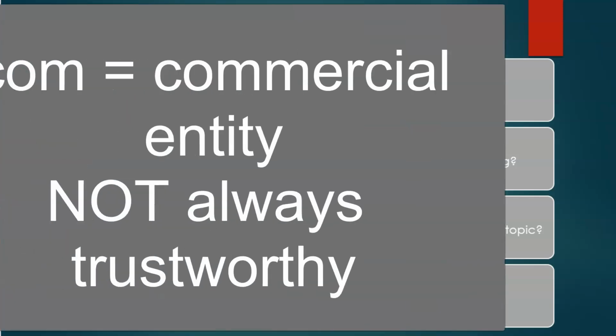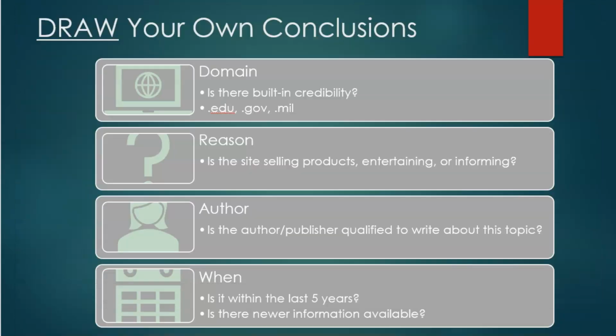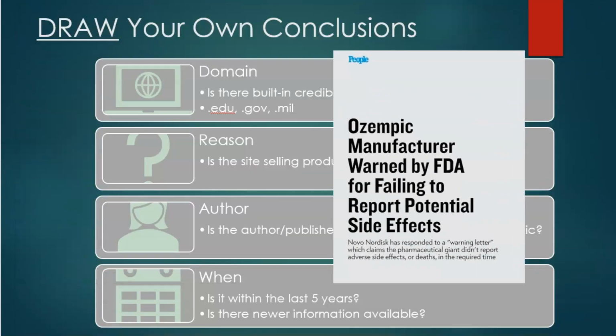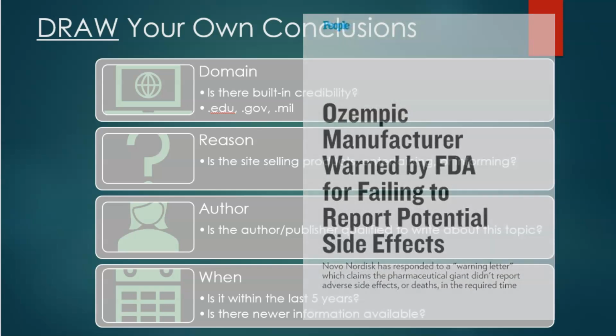Okay, the R in the DRAW acronym stands for reason. Websites with the domain of .com are commercial entities that are trying to sell something. You can't always trust what you find on .coms. For example, I've seen websites for pharmaceutical companies failing to list known side effects of the drugs that they're selling.